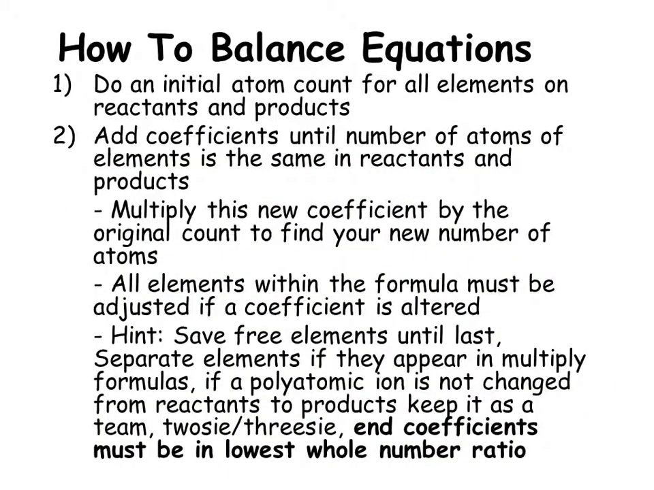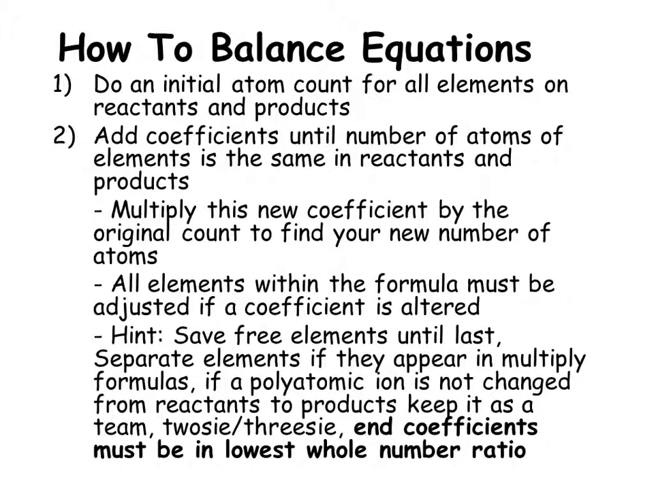Okay, so now I'm going to teach you how to balance equations. The first thing we always want to do is an initial atom count for all elements on the reactant and product sides. You do that to determine whether or not your equation is balanced. If you have the same number of atoms for all the elements on both the reactant and product side, then the equation is probably balanced. If you don't, then the equation is not balanced, and you're going to have to balance it.